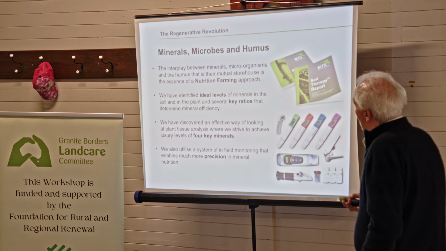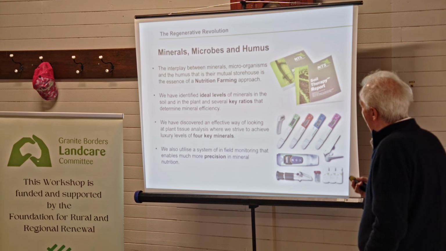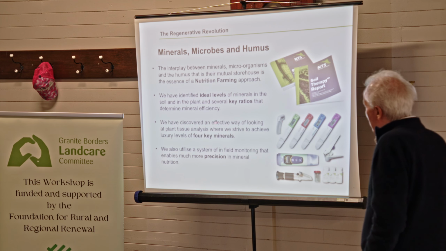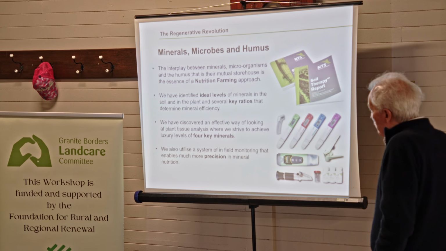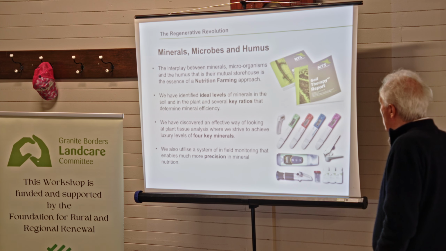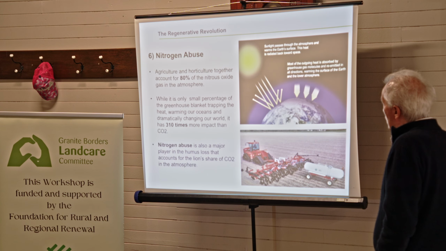So minerals, microbes, and humus is what the whole story is about. We'll talk about very specific strategies, and we find that if you can get 4 minerals at high levels on a leaf test, you do really, really well and you have very few problems. We'll talk about ratios on a soil test when we get there.